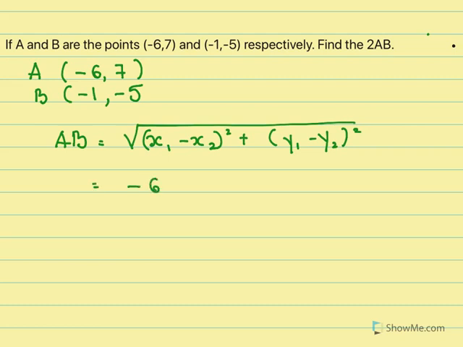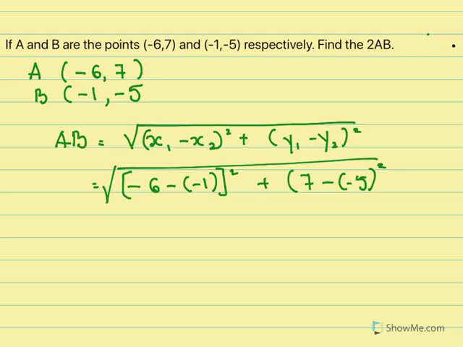So that is -6 minus of -1 the whole square, y1 minus y2, 7 minus of -5 the whole square. So AB would be equal to -6 plus 1 the whole square plus 7 plus 5 the whole square.